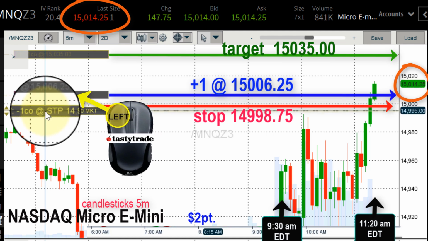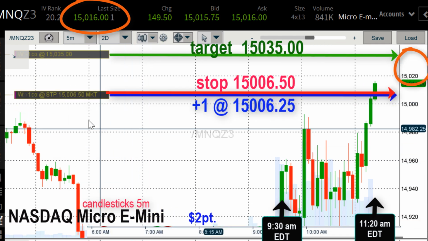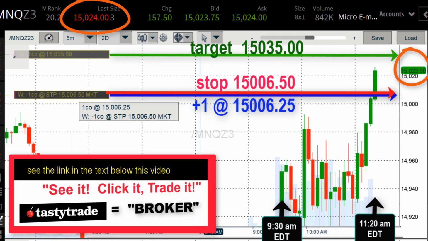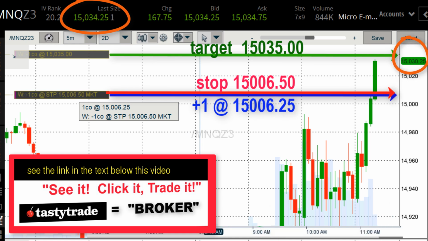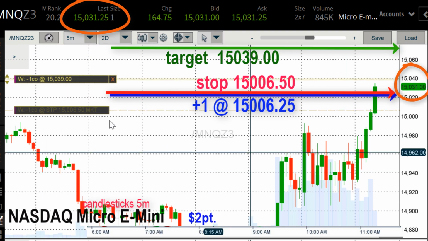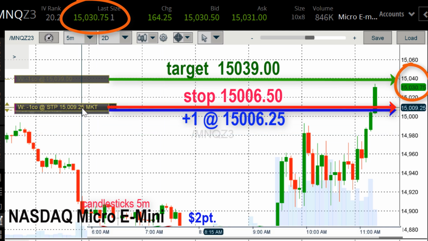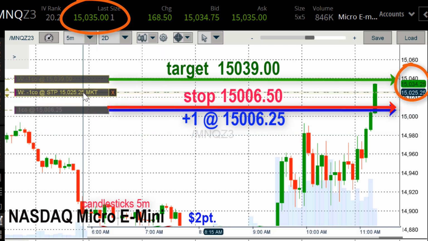By the way, this type of screen, Tasty Trade calls it, to see it, click it, trade it, because you're just moving the orders right around on the chart. There's no flipping back and forth between pages. And when you're learning, that's a giant help for you. It really is. We're trading 15,031 now. So we're up about $48 in the trade. And it really went well.